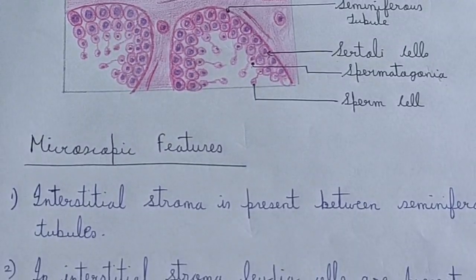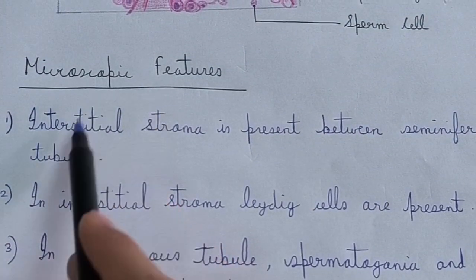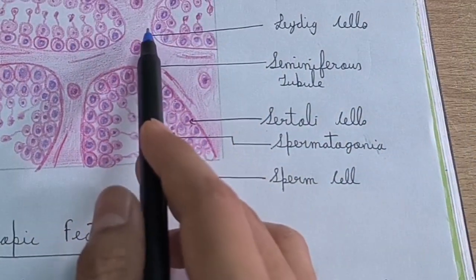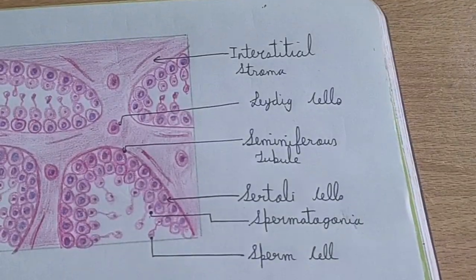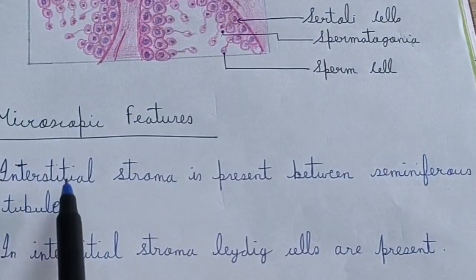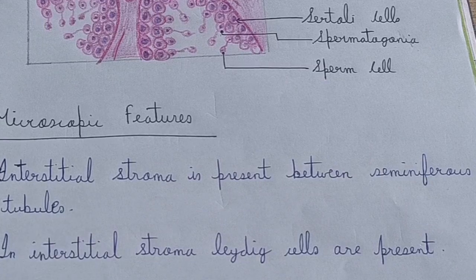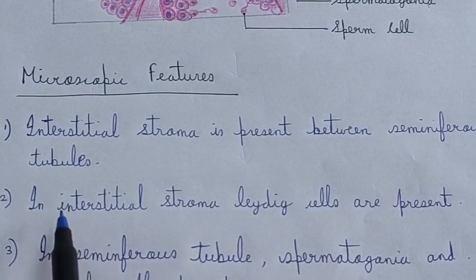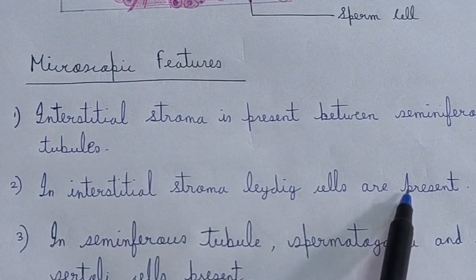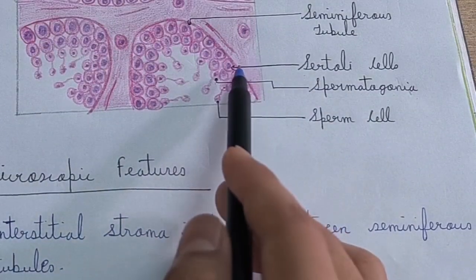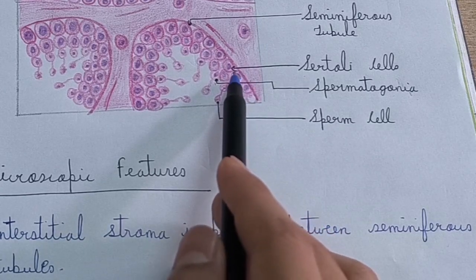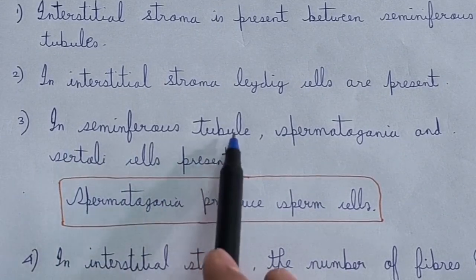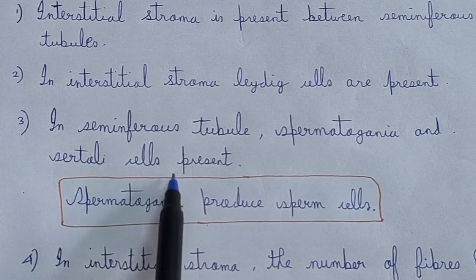See that I have written all those points. For the microscopic features, the interstitial stroma is present between the seminiferous tubules, and in the interstitial stroma, as I mentioned, Leydig cells are present. This is the seminiferous tubule, and in the seminiferous tubules Sertoli cells and spermatogonia are there.